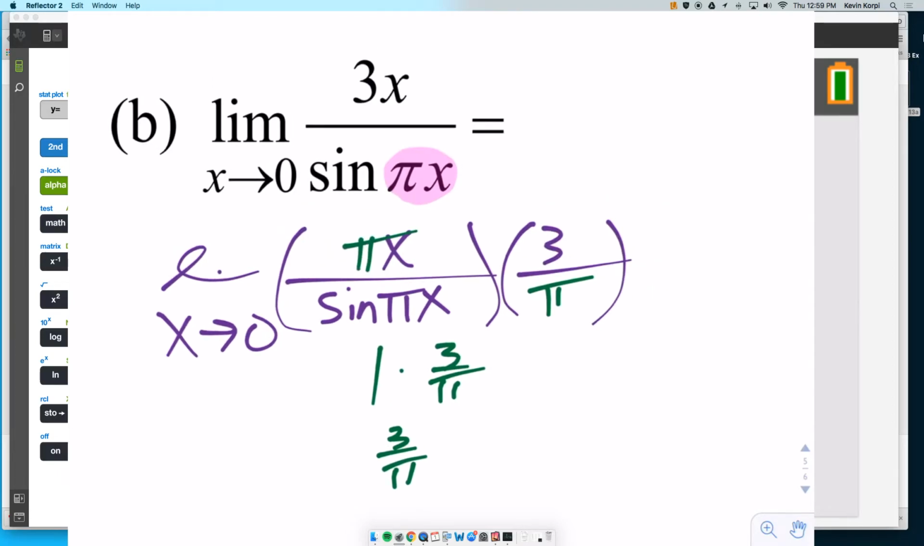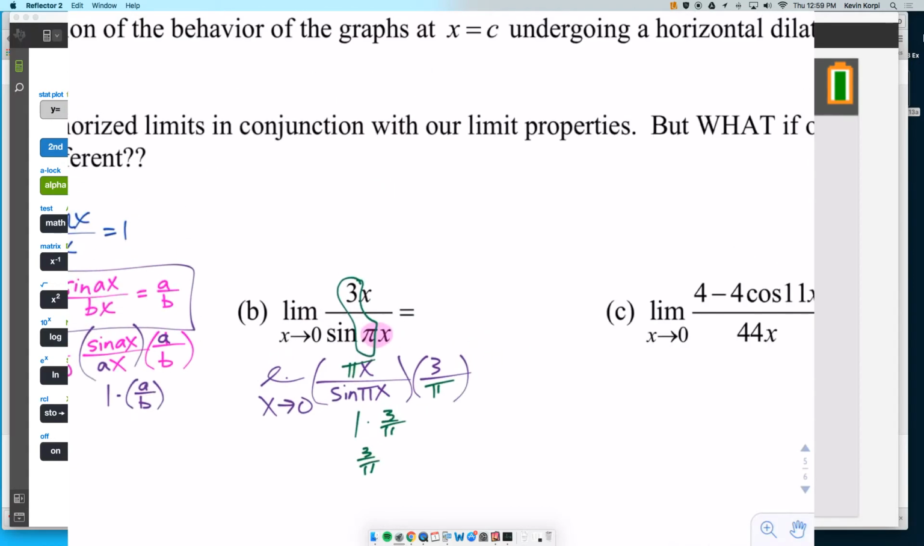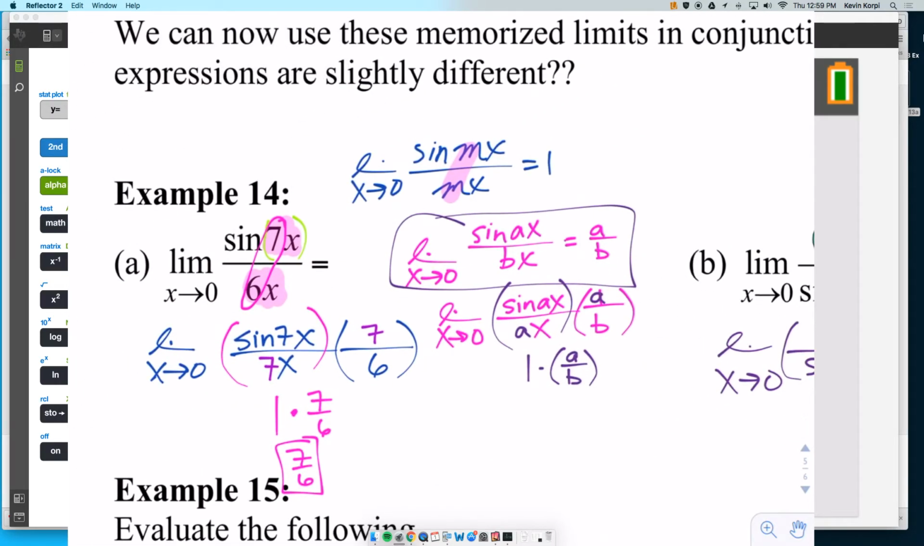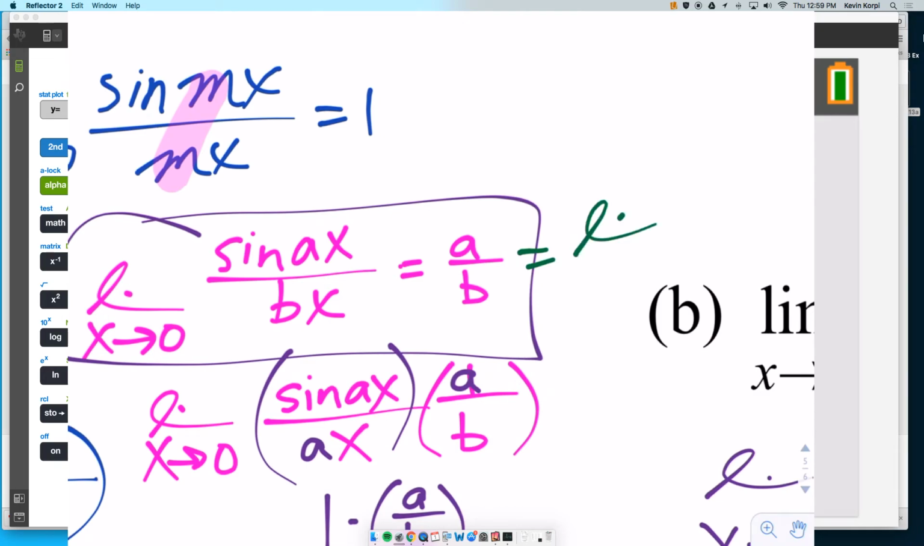So this little rule that you just saw, does it work when it's reciprocated as well? Yeah, it does. So you can come over here and say that, this right here, it's also equal to the limit as x goes to 0 of ax over sine of bx, a over b. Okay? So if you want to memorize it, feel free.